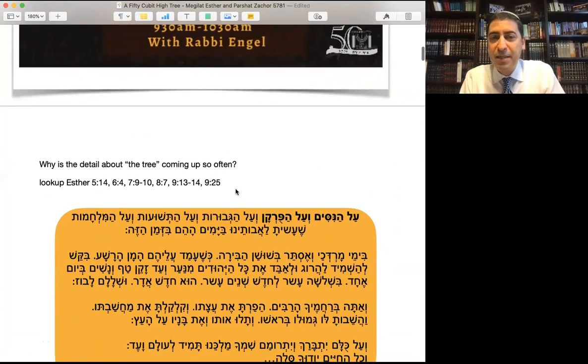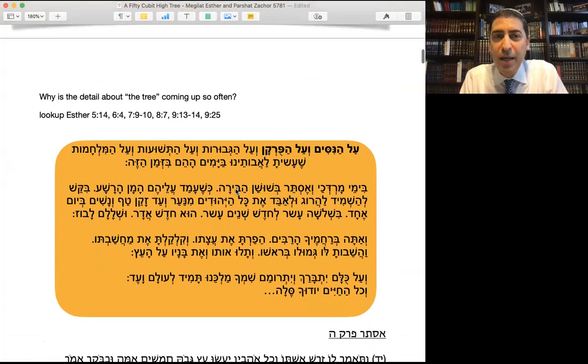So the basic initial question is, why is the detail about the tree coming up so often? I gave you all sorts of citations in the Megillah regarding the tree. There are a lot of them. And many of those times, the Megillah goes out of its way to keep telling you how tall the tree was.